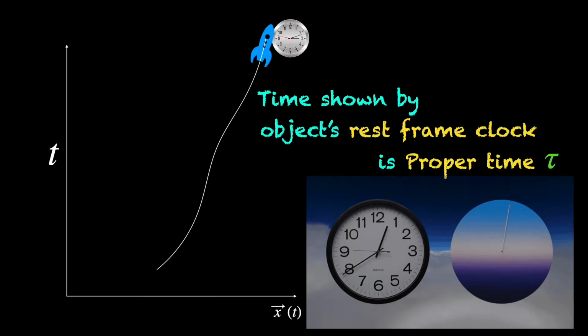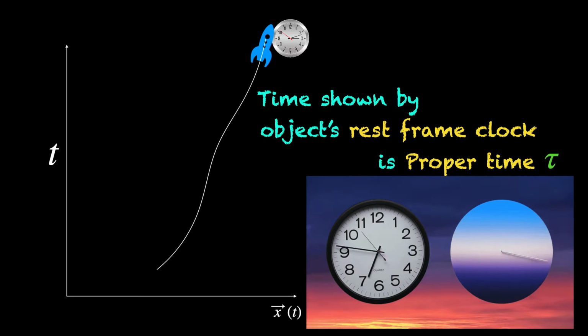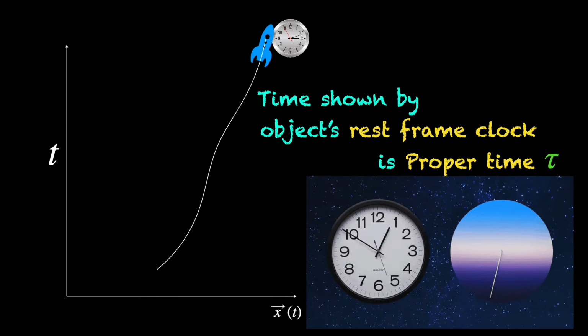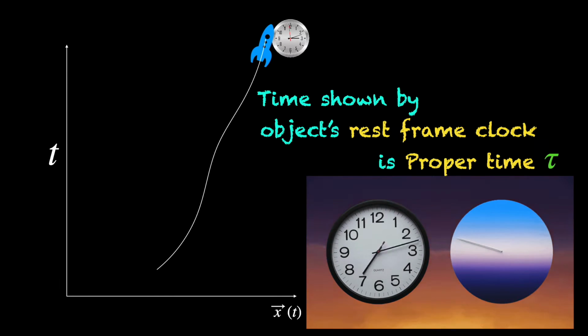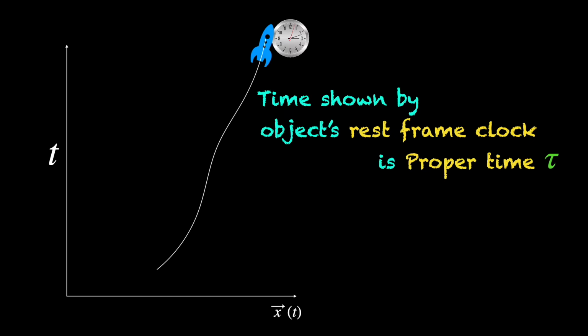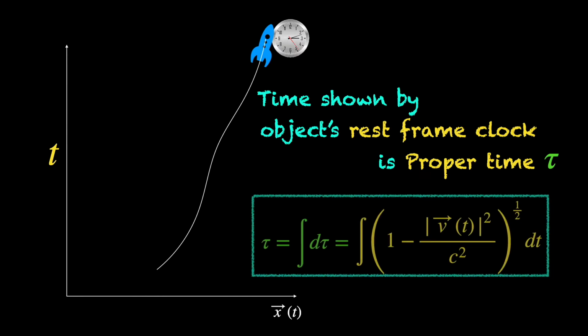Why? Because it is a fundamental fact of relativity that two clocks that have relative motion, like in this case, tick at different rates. Okay, so how is the coordinate time t given by the observer's clock, that is our clock, related to proper time tau given by the object's clock? By the famous time dilation relation.